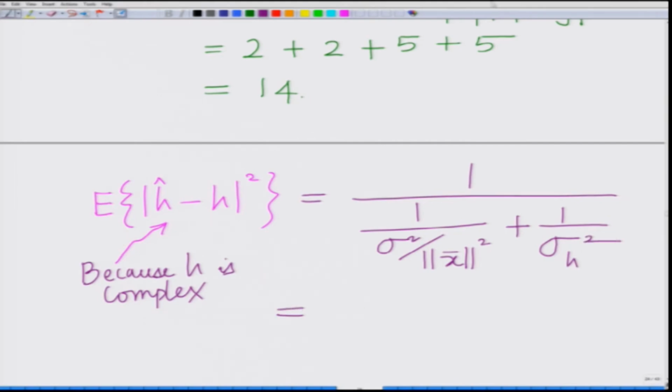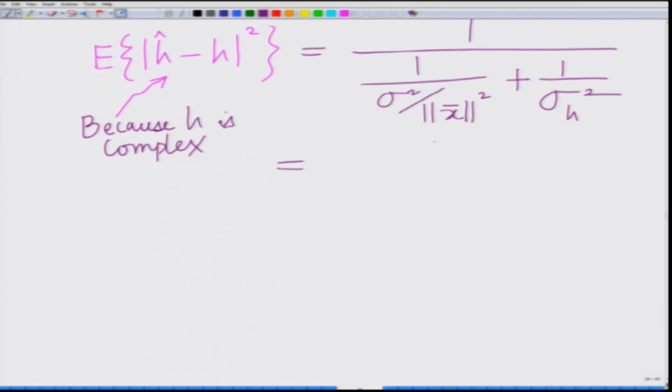In fact, we had spent quite some time to simplify the complex expression to arrive at this simple expression, and this simple expression, we already said, is very insightful because it yields several insights. It is a harmonic mean of the mean square error of the ML estimate and also the prior variance.